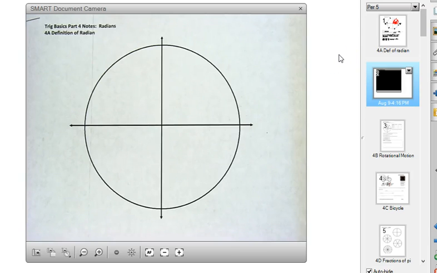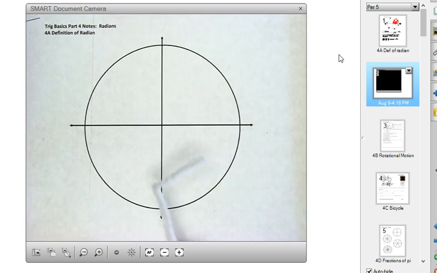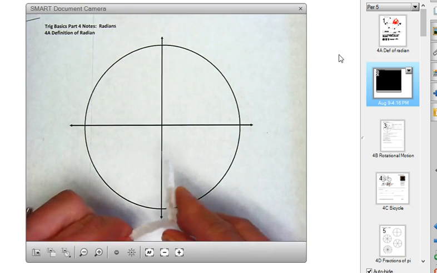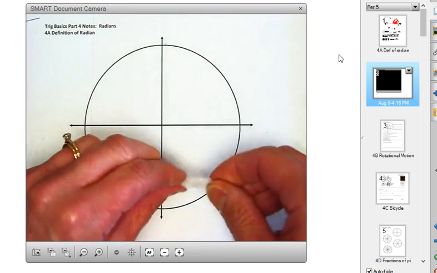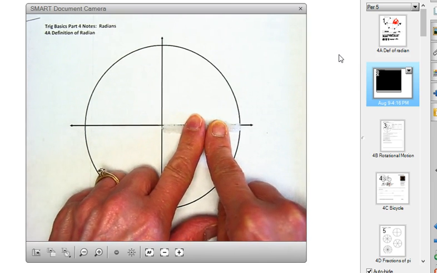To introduce radians, I start out by giving each student a little piece of a pipe cleaner. Looks like this. And I ask them to fold this piece of a pipe cleaner so it's exactly the length of the radius of the circle.